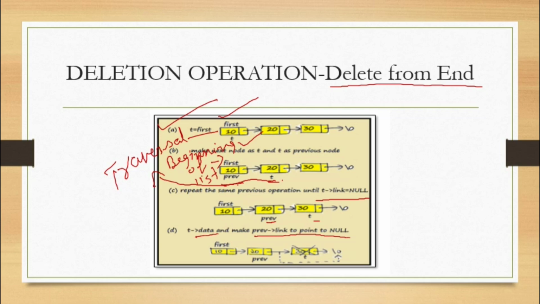t will always be moving one step ahead of previous. When we do previous of link is equal to null, the last node will be lost. You may ask why t is required: because we need to fetch this data. Why is previous required: because we need to make its next pointer null. So this is the concept.